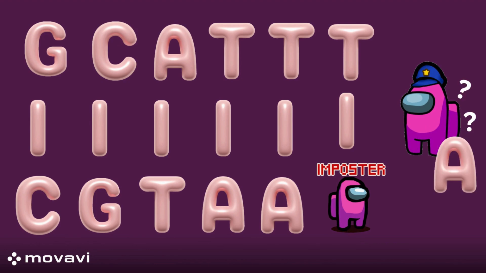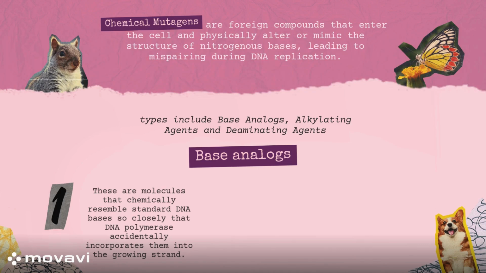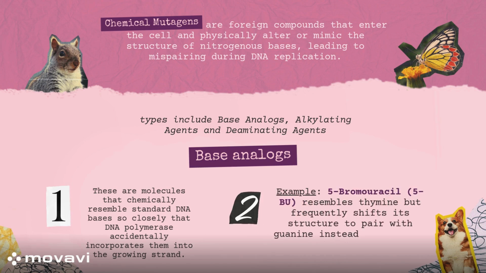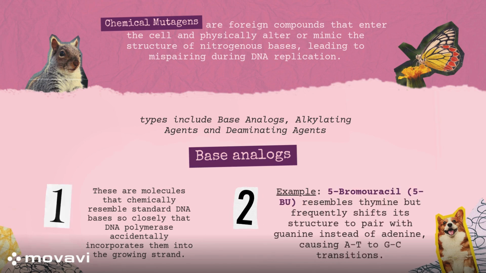So a good example of this is the 5-bromouracil, shortly abbreviated as 5-BU. It resembles thymine but frequently shifts its structure to pair with guanine instead of adenine. It causes a G to C transition or pair where the base pair would rather be A to T. So this is the mechanism of base analog mutation by 5-bromouracil, which is a chemical mutagen.